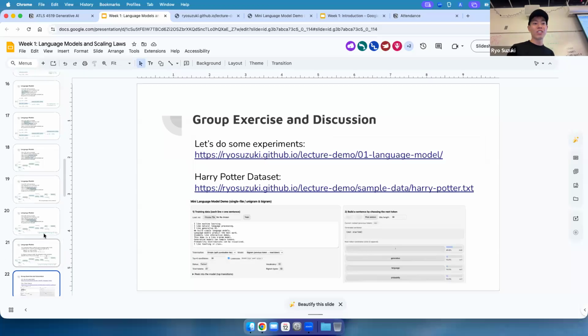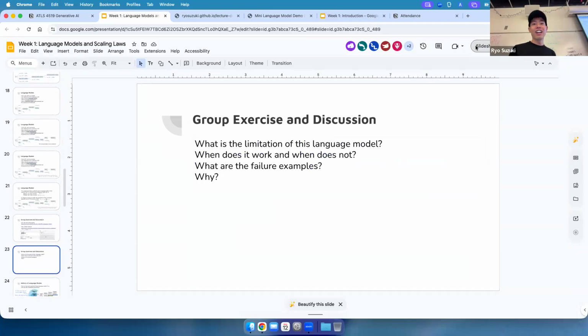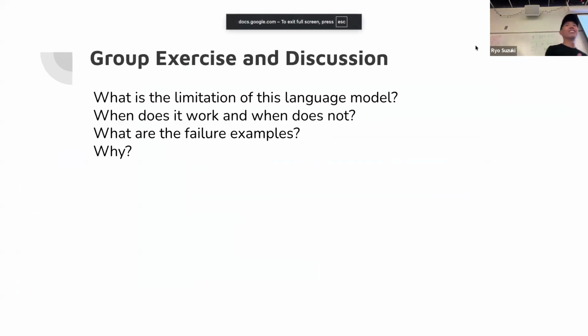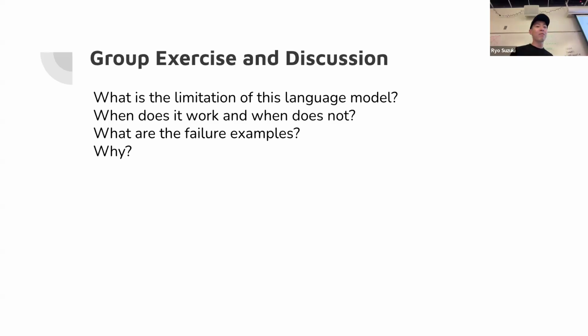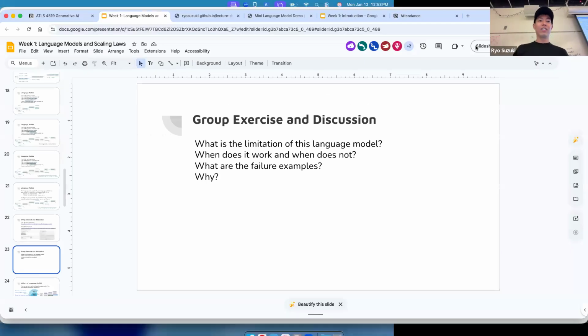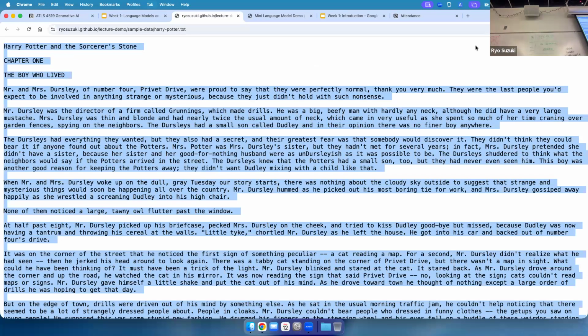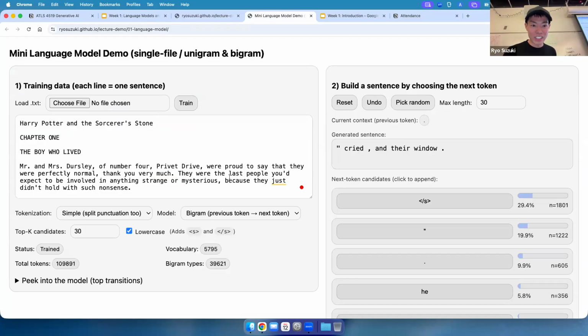And then I want you to discuss and think about what the limitation of this kind of simple language model is, when it works and when it doesn't work, and what a failure example is and why. I just want you to think about it using, I don't know, 10 minutes. Try different data sets. You could copy and paste from different sources, for example your blog might work too. Just put your blog and paste it onto the text to see how the bigram works.